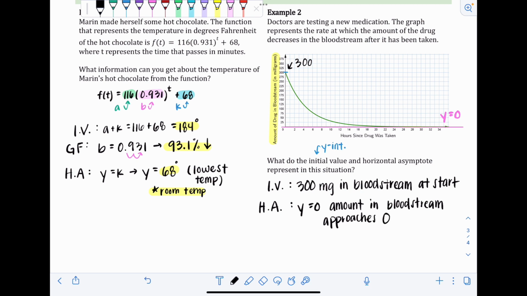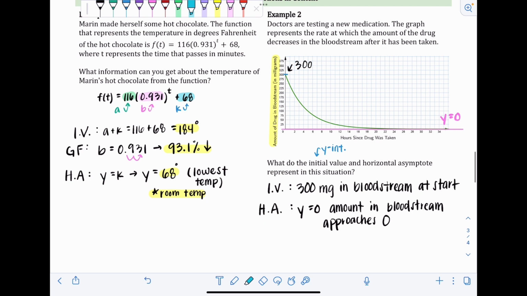Okay, so the biggest thing from this example is recognizing that when you see initial value for a graph, that means y-intercept. And then the horizontal asymptote, you can see it's the line that the graph is trending towards. And because it's at 0, that means that's what the amount of drug in the bloodstream would be going towards as time goes by. And that makes sense because it's not going to stay in your system forever.